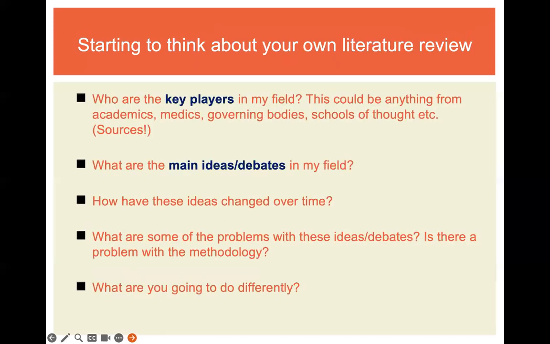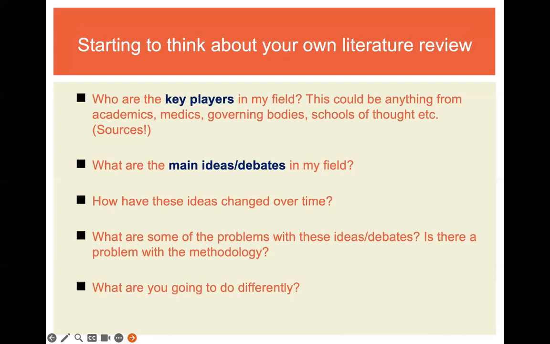So in starting to think about your own literature review, you need to ask who are the key players in the field. So for example, if you wanted to work on emotional intelligence, you cannot not cite the important texts on emotional intelligence. Your failure to cite the important literature on the topic that you are working on betrays, if anything, you.